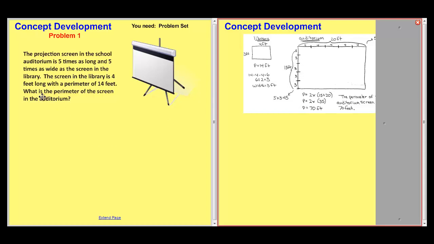Now, when I go back to look at what the question asked, the question wants to know what's the perimeter of the screen in the auditorium. So I use that same formula that I've been using, 2 times (length plus width). So 2 times (15 plus 20). 15 plus 20 is 35, and 2 times 35 is 70. So the perimeter of the auditorium screen is 70 feet.